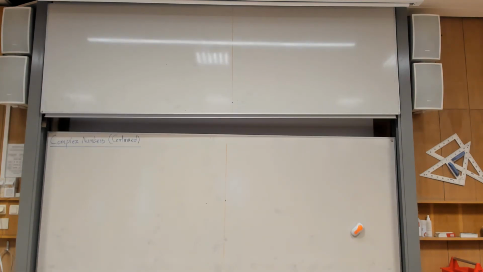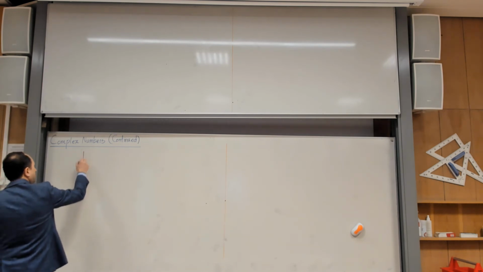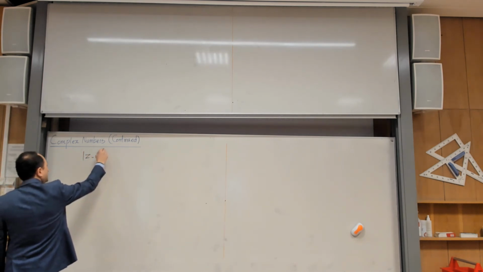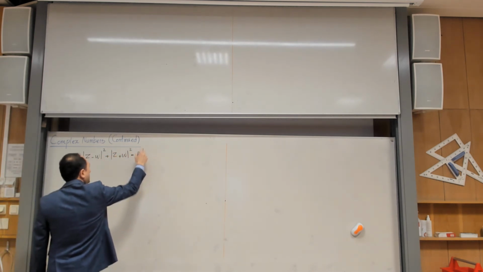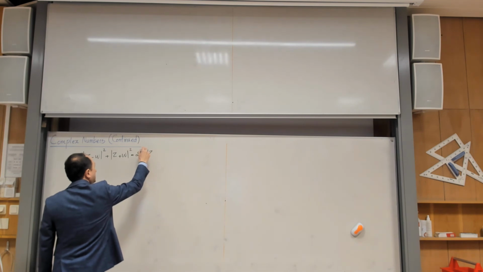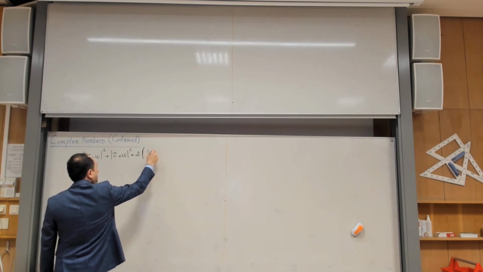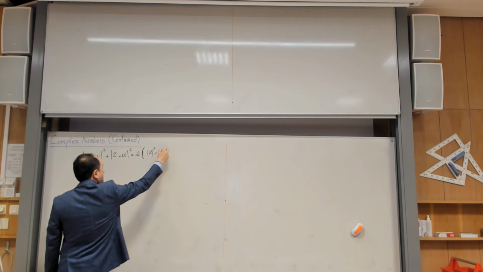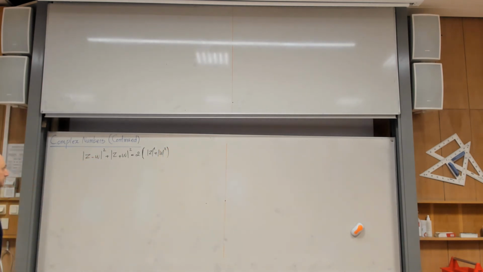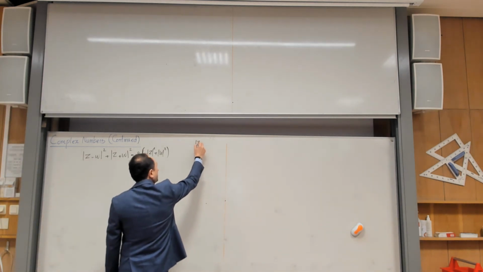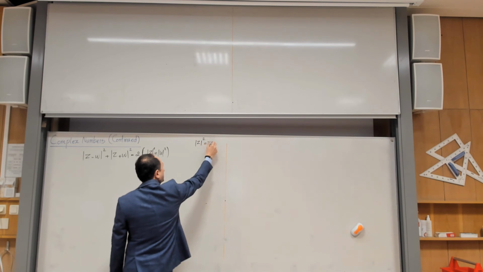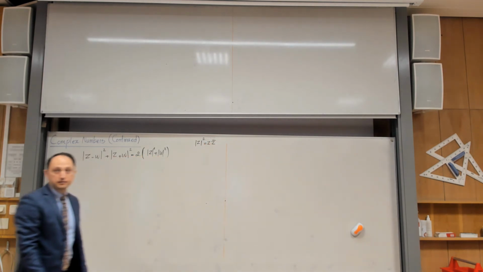Okay, so let us solve that problem. We are supposed to prove that the absolute value of Z minus W squared plus the absolute value of Z plus W squared is 2 times the absolute value of Z squared plus the absolute value of W squared. I told you whenever we are dealing with absolute value squared, you need to remember this formula. You remember, we learned that the absolute value of Z squared is related to its conjugate like this.